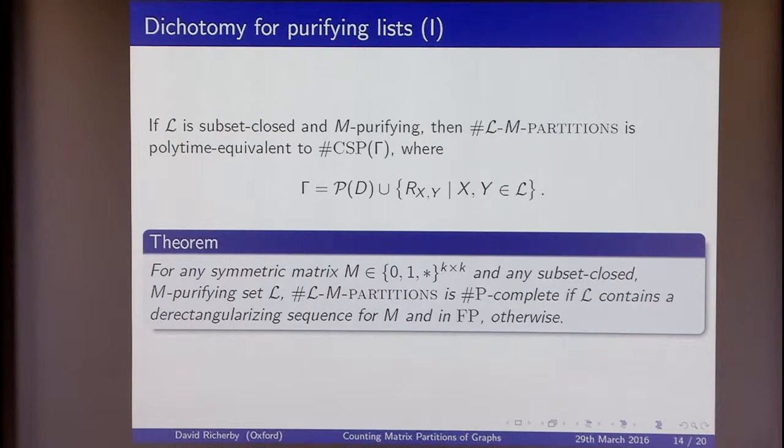So this is the dichotomy that we get for the restricted list problem where the lists that we're allowed are purifying. So if we have a derectangularizing sequence contained within the allowable lists, then it's number P complete, otherwise it's in polynomial time. So I'll go through a bit of the proof of that and then give some hints at how you'd prove the general case where your lists are not purifying.